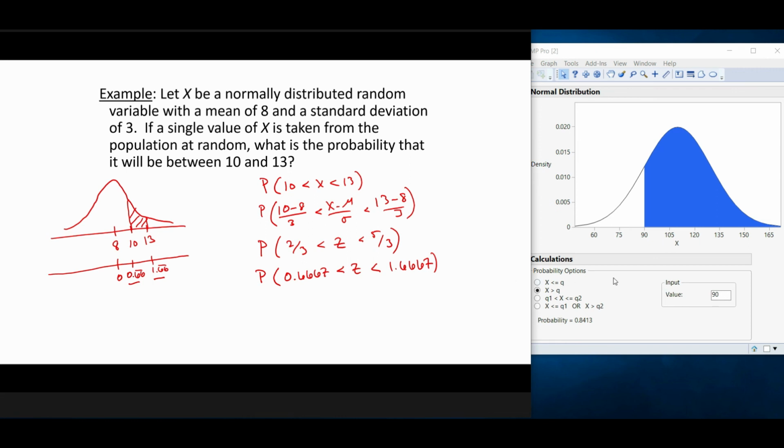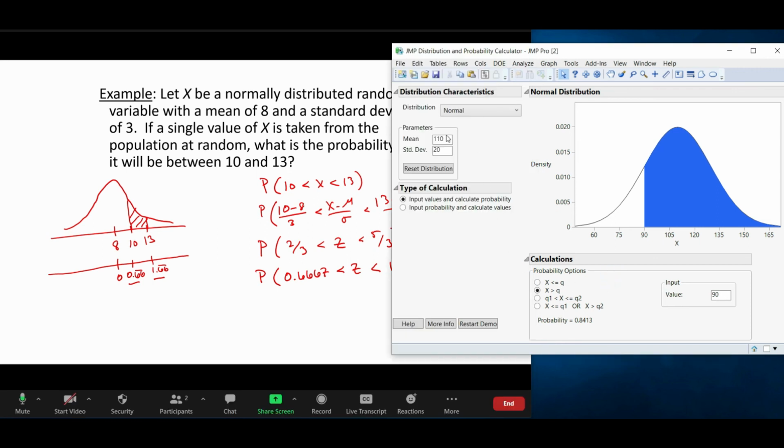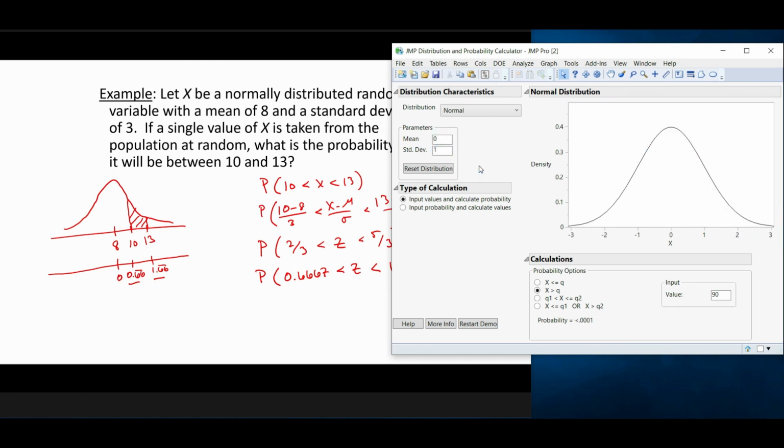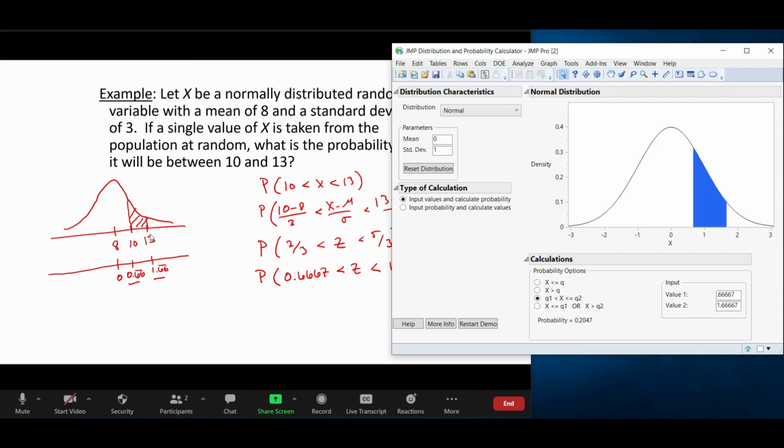All right, so I can come back here to my distribution calculator, make sure that I'm looking at a standard normal, 0, 1, and I want the area between these two values, 0.66667 and 1.66667. So this looks like the area that we've drawn over here. That looks right. And that tells me that that probability is 0.2047, or 20.47% of the area between those 2 points.